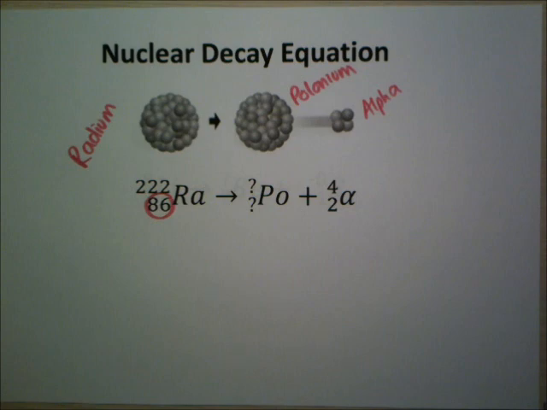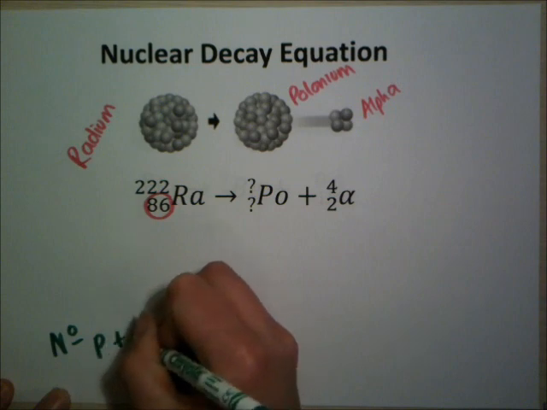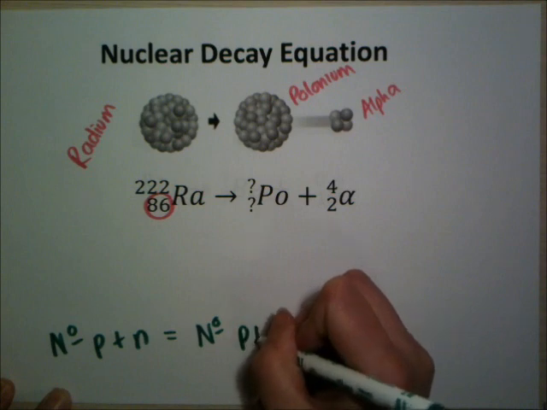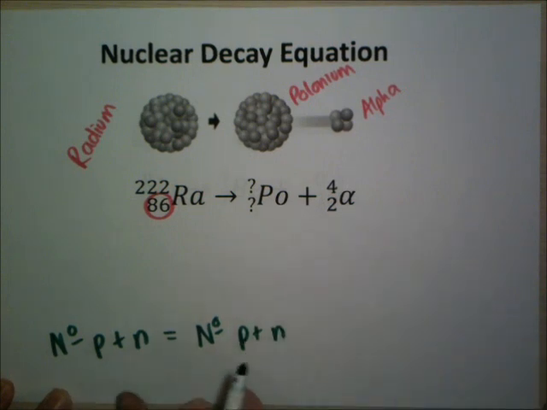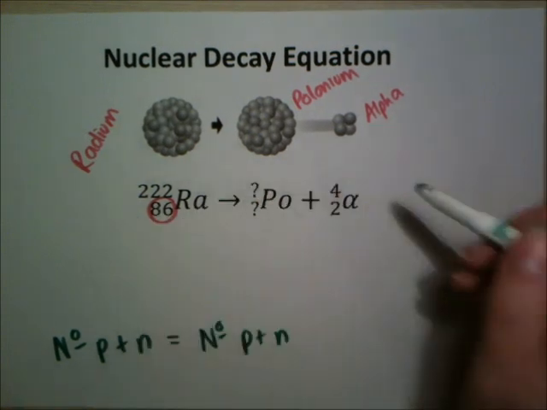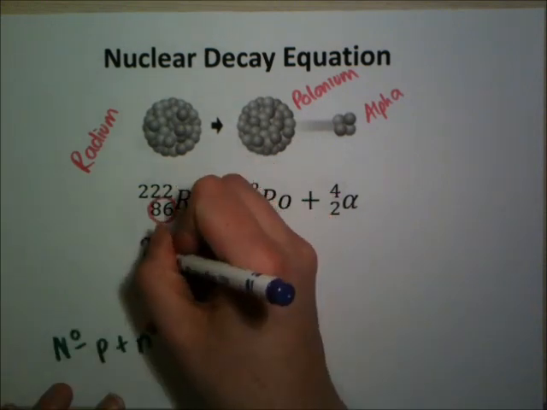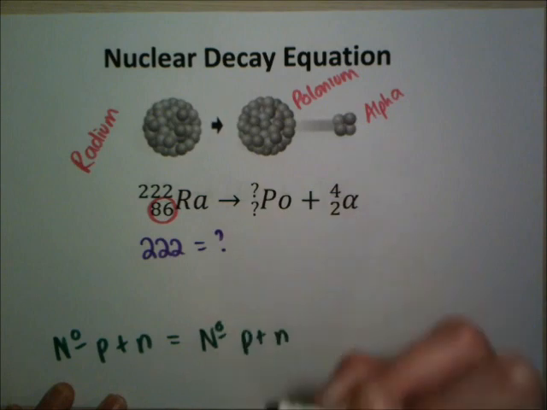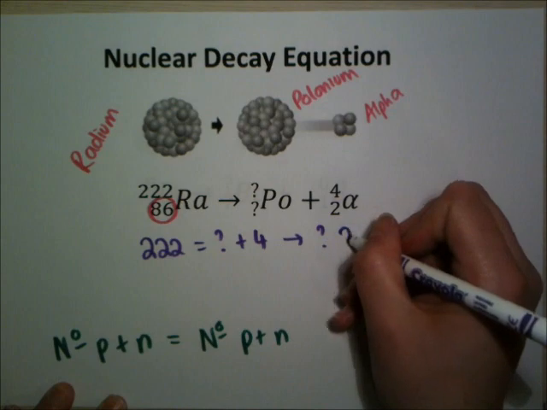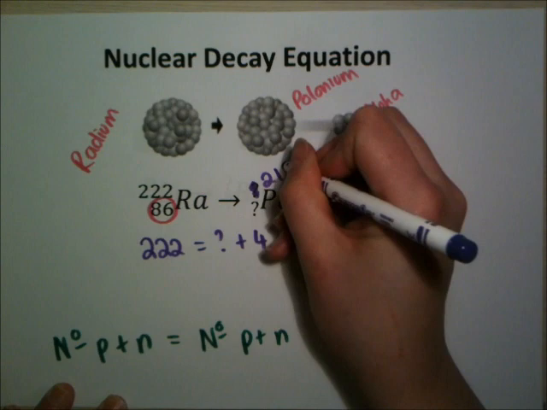Now, it's really important to remember that the number of protons plus neutrons on one side must equal the number of protons plus neutrons on the other side. So it doesn't change. You can't get rid of them, they don't just disappear. So, if I look at that, the mass number tells me how many neutrons and protons there are. So I know that 222 must be equal to the mystery number here plus 4. And therefore I know that the mystery number must be 218, because 218 plus 4 is 222. I'm going to change that to 218.